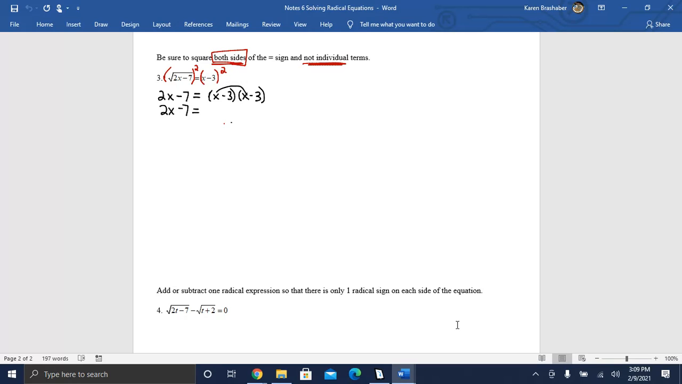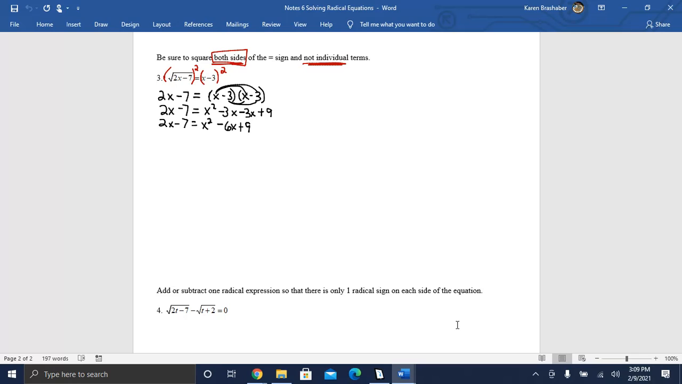So remember, you take x times x to get x squared. You take x times -3 to get -3x. You have then this -3 that'll multiply by x, and finally the -3 times the -3 to get +9. So I'm going to go one more step with this. 2x minus 7 equals, and then on the other side, I have like terms that I can combine. The -3x and the -3x would combine to give me -6x, and then plus 9.